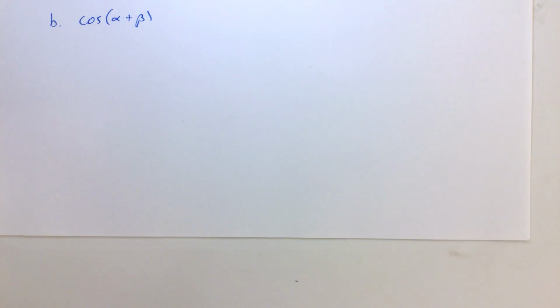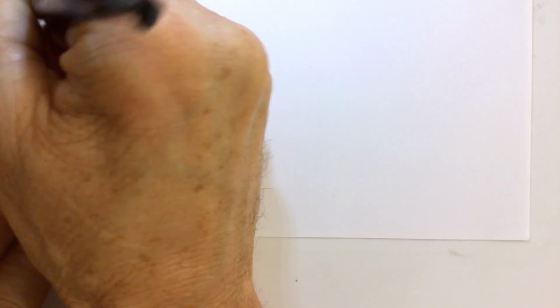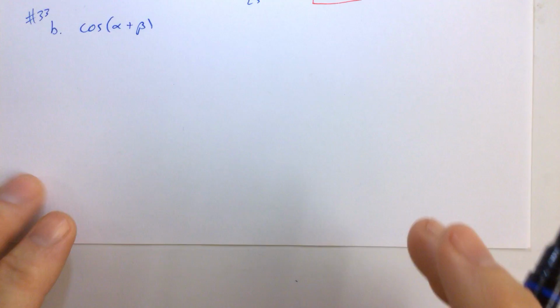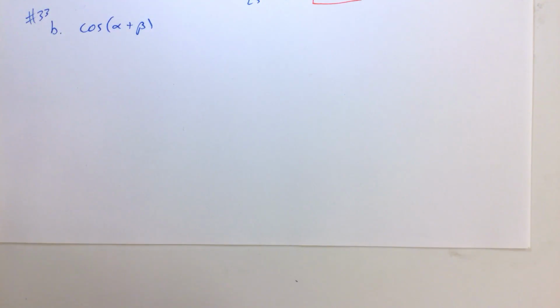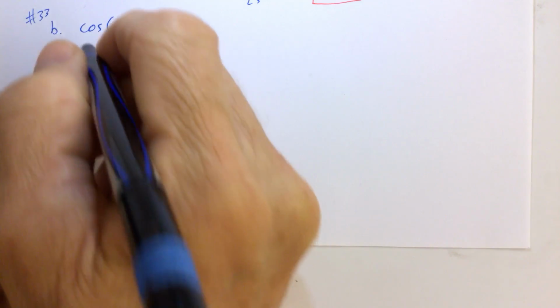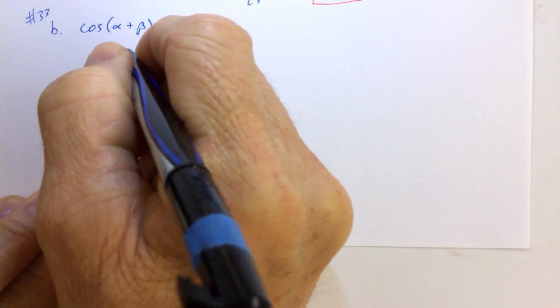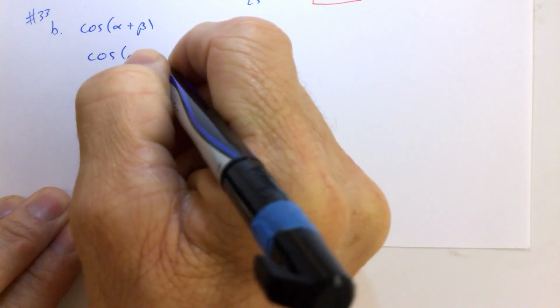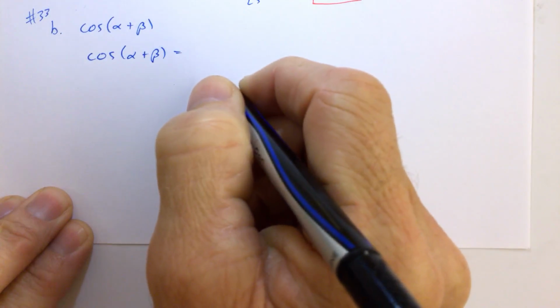So for part B, this is number 33, part B. The neat thing about needing to do B, C, and D, once you've done A, is that you've done really all the legwork, you've done all the hard stuff, and now it's just a matter of making sure you write down the formula correctly. So we have cosine of alpha plus beta.